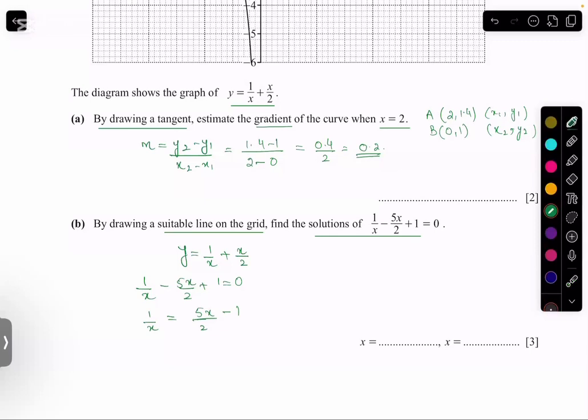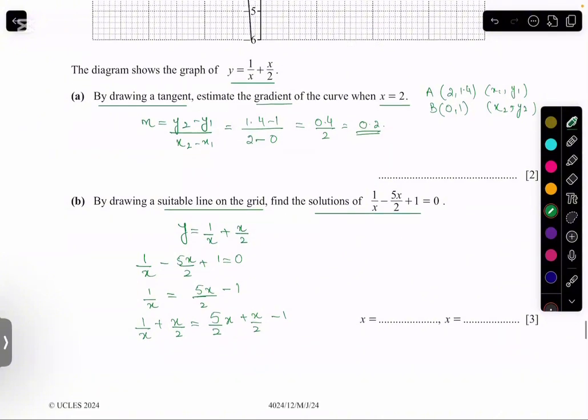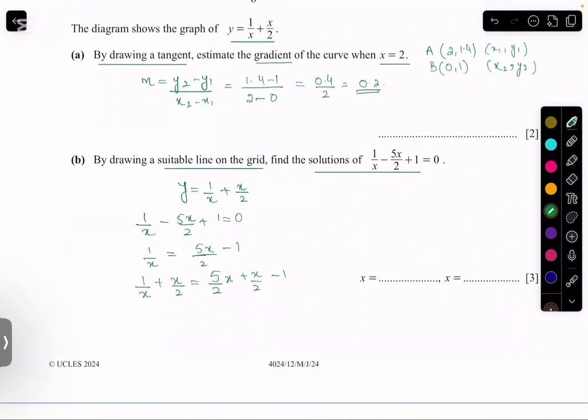So I will do some balancing with this 1 by x, which is already there, so that I get an x by 2. And this x by 2 balancing means I should be adding x by 2 on both sides of the equation. So adding them on both sides, what you can see here is that you are getting 1 by x plus x by 2. And then this here would be 5x by 2 plus x by 2, that would give you 6x by 2 minus 1.